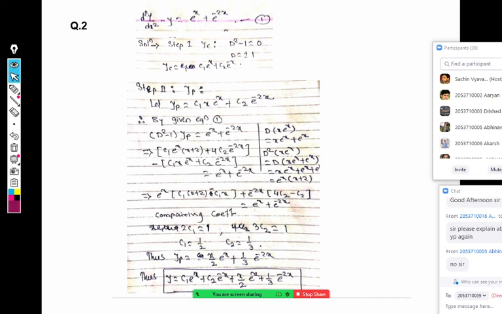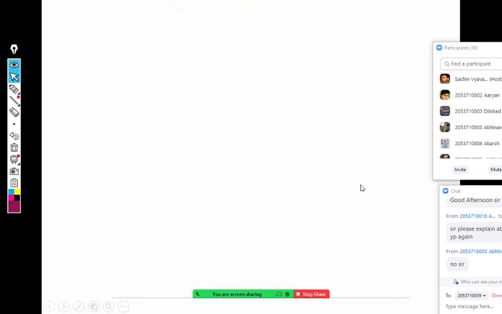Okay, so one last example on this type. Question 3. Step 1, yc. You should tell me the yc. C1 cos 2x plus C2 sin 2x. Yes, that's correct. And what about yp now? Trial yp.